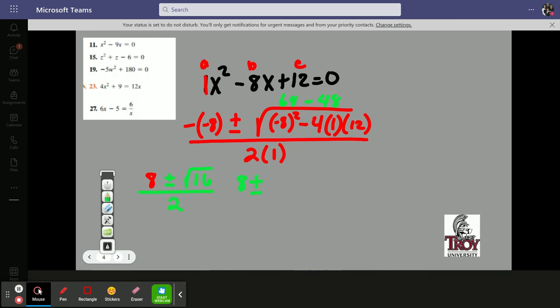So this is two problems, right? 8 plus 4 divided by 2, and 8 minus 4 divided by 2. So 8 plus 4 is 12, divided by 2 gives me a 6. 8 minus 4 is 4, divided by 2 gives me a 2. There's my fabulous braces.